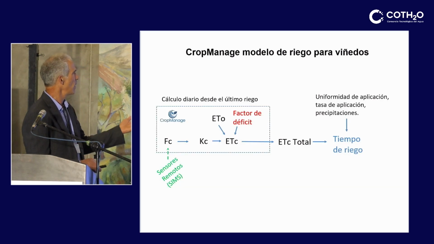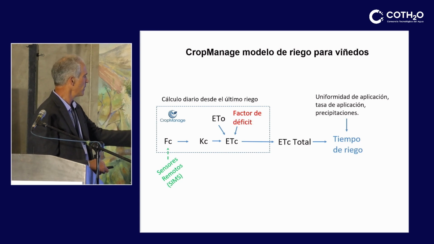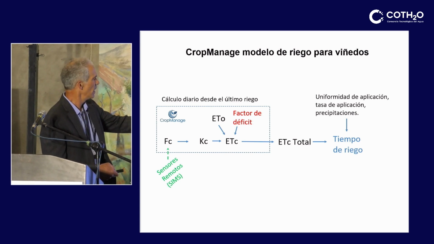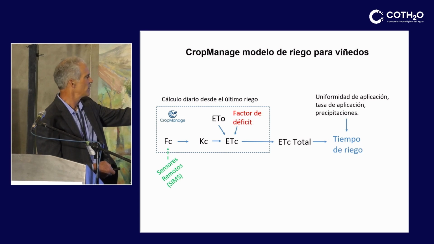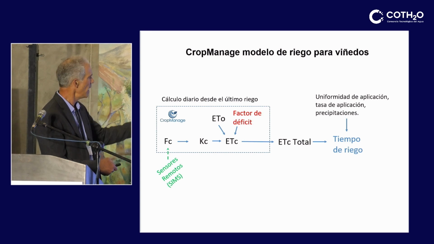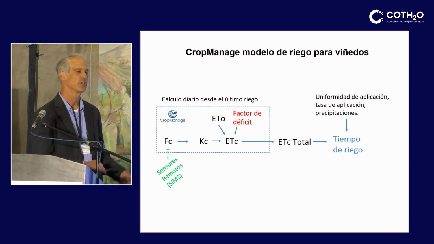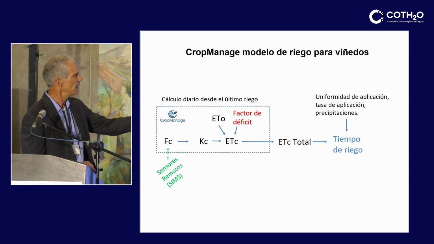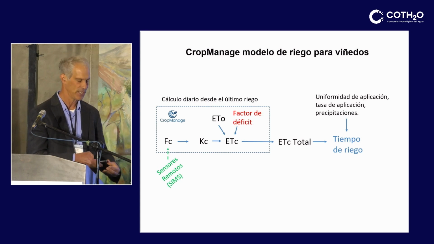And so the way the model works is the crop coefficient is based on fractional cover of the canopy, and then we develop that into a crop coefficient. We use reference ET and a deficit factor to come up with a sum of the total ET since your last irrigation, and then develop that into a runtime. And we subtract off for any precipitation that might occur.